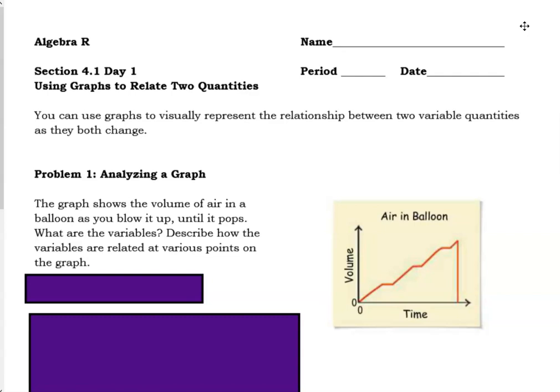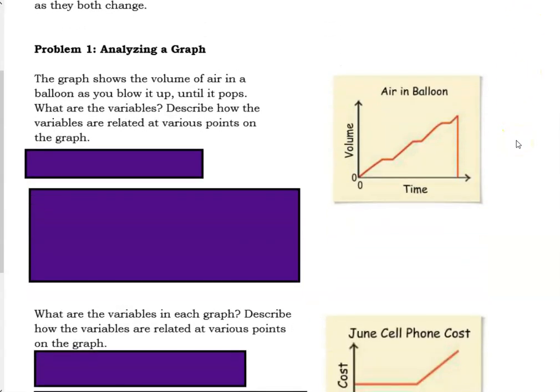And what we're going to do is discuss what's happening in the graph or the visual that we're given, or create a visual based on a given situation. So if we take a look at problem 1, the graph shows the volume of air in a balloon as you blow it up until it pops. What are the variables? And describe how the variables are related at various points on the graph.